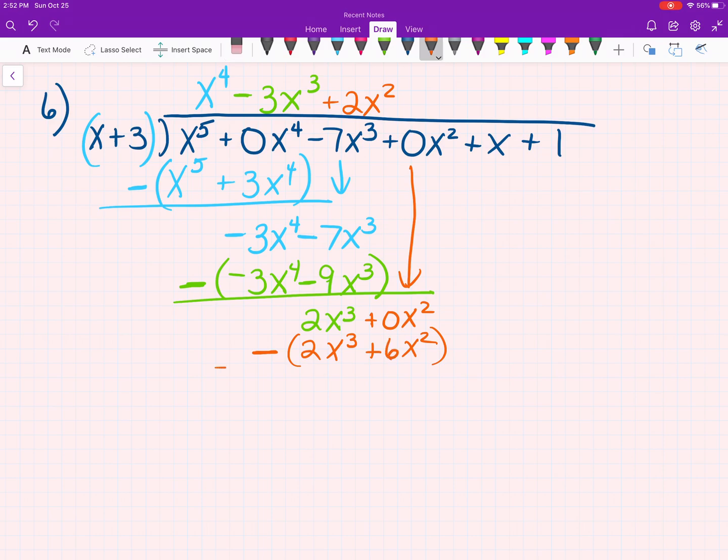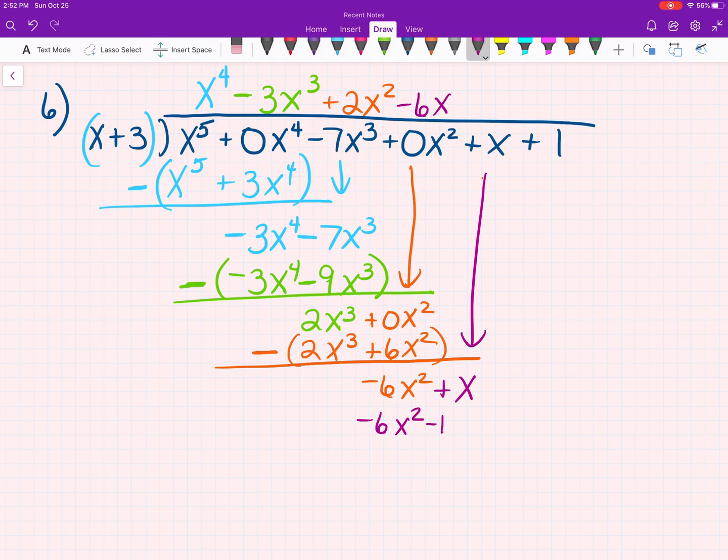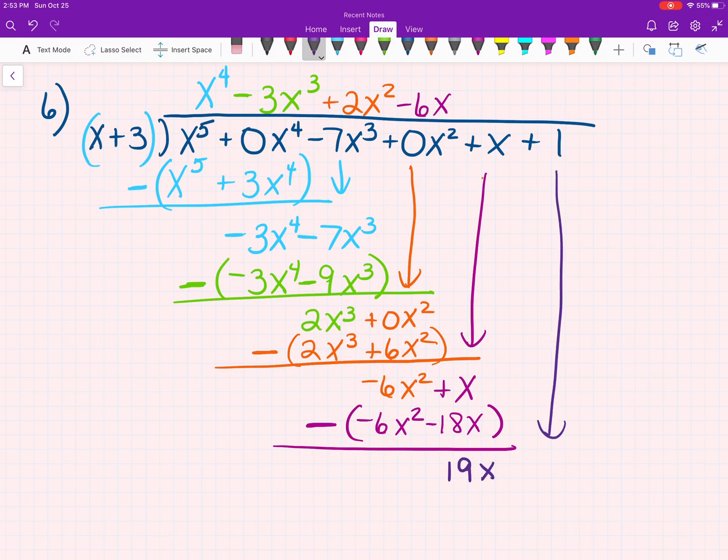All right, so that means we really have a negative 6x squared, bring down the x. That means we need to multiply by a negative 6x. That's totally different. That gives me negative 6x squared minus 18x. Oof, this really messes things up, doesn't it? When we subtract that away, that makes that a positive 18x. So we really have 19x here. Bring down the 1. So then 19x divided by x is 19.